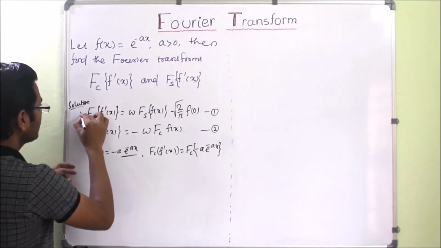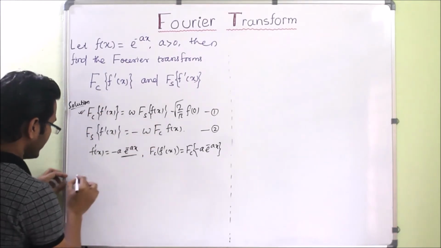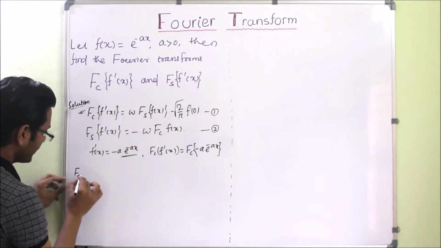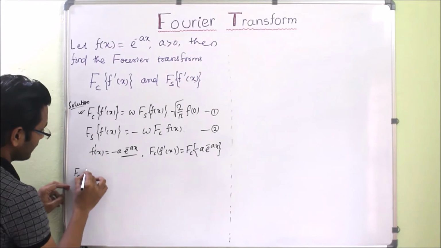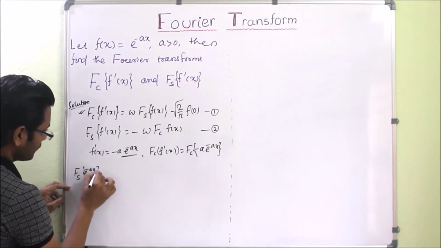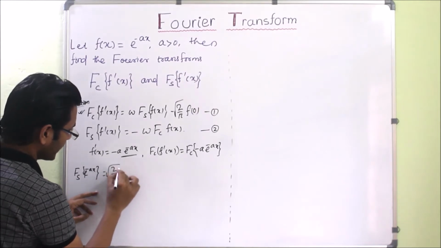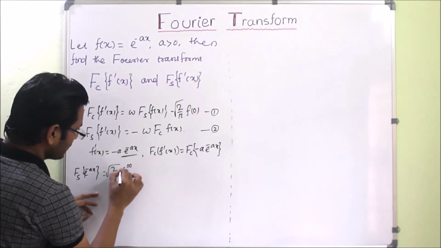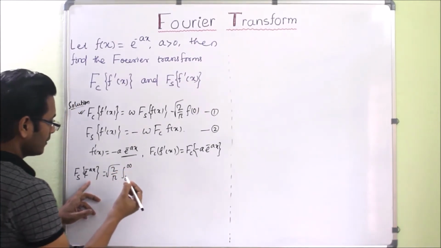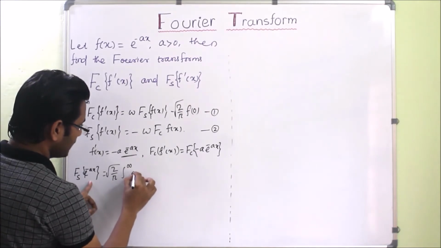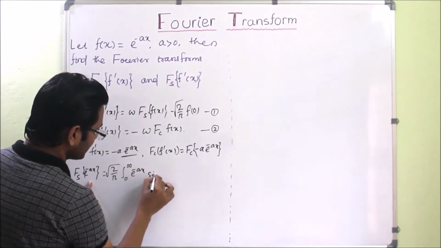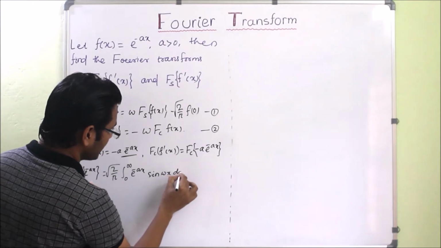So, here to find Fc we need Fs. So, first we have to find Fs of e to the power minus ax. So, we have to apply the formula, which will be square root of 2 by pi integration from 0 to infinity, because x is defined on 0 to infinity, then e to the power minus ax sine wx dx.